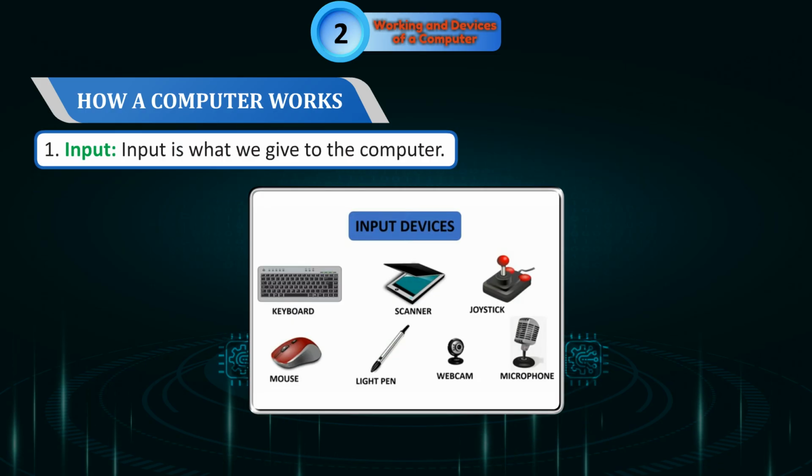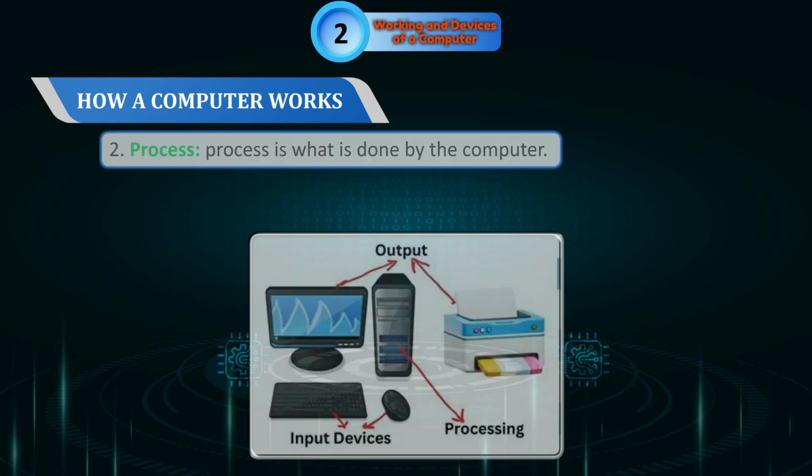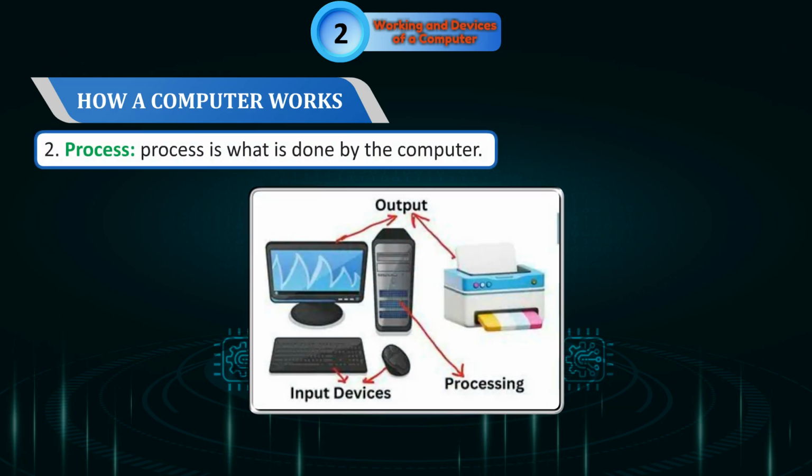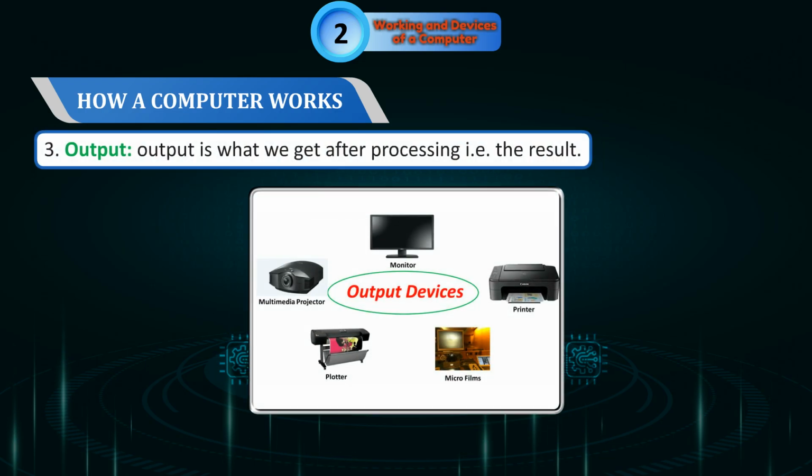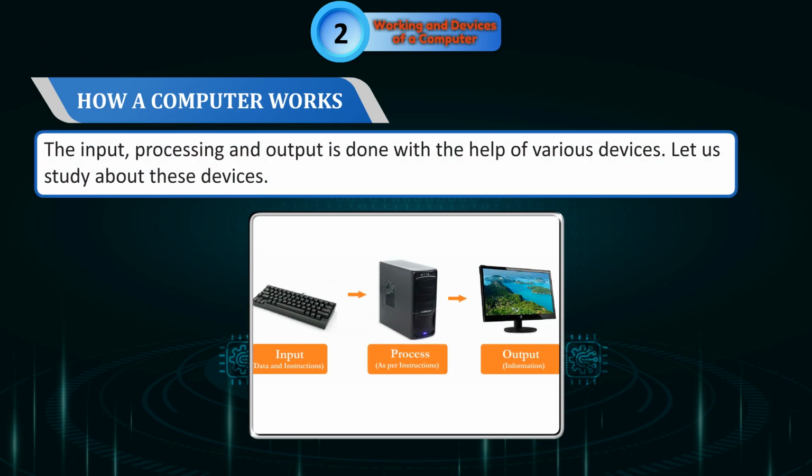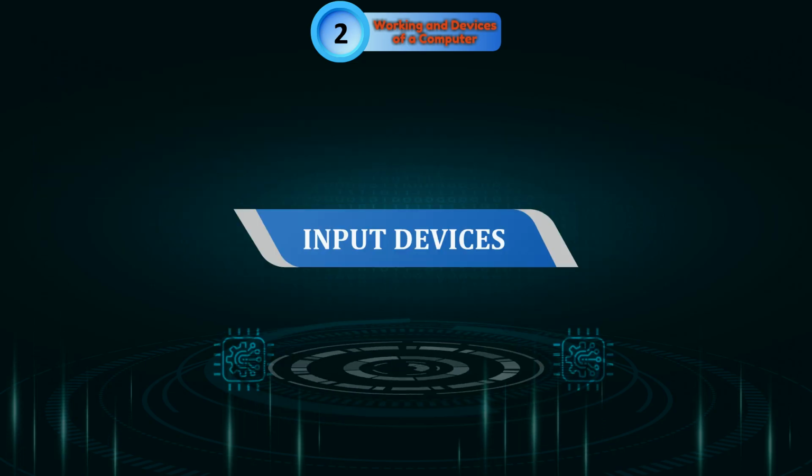1. Input is what we give to the computer. 2. Process is what is done by the computer. 3. Output is what we get after processing, that is the result. The input, processing, and output is done with the help of various devices. Let us study about these devices.